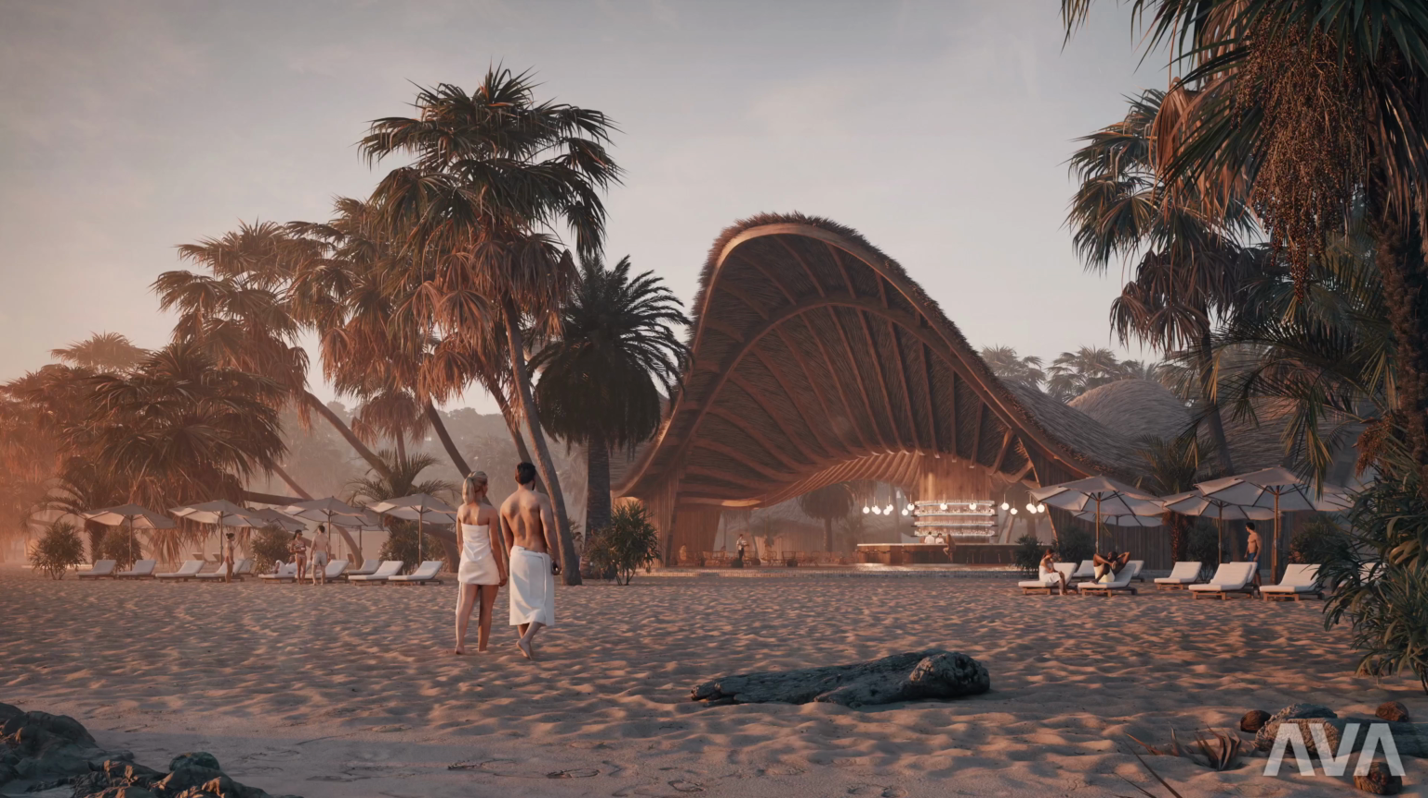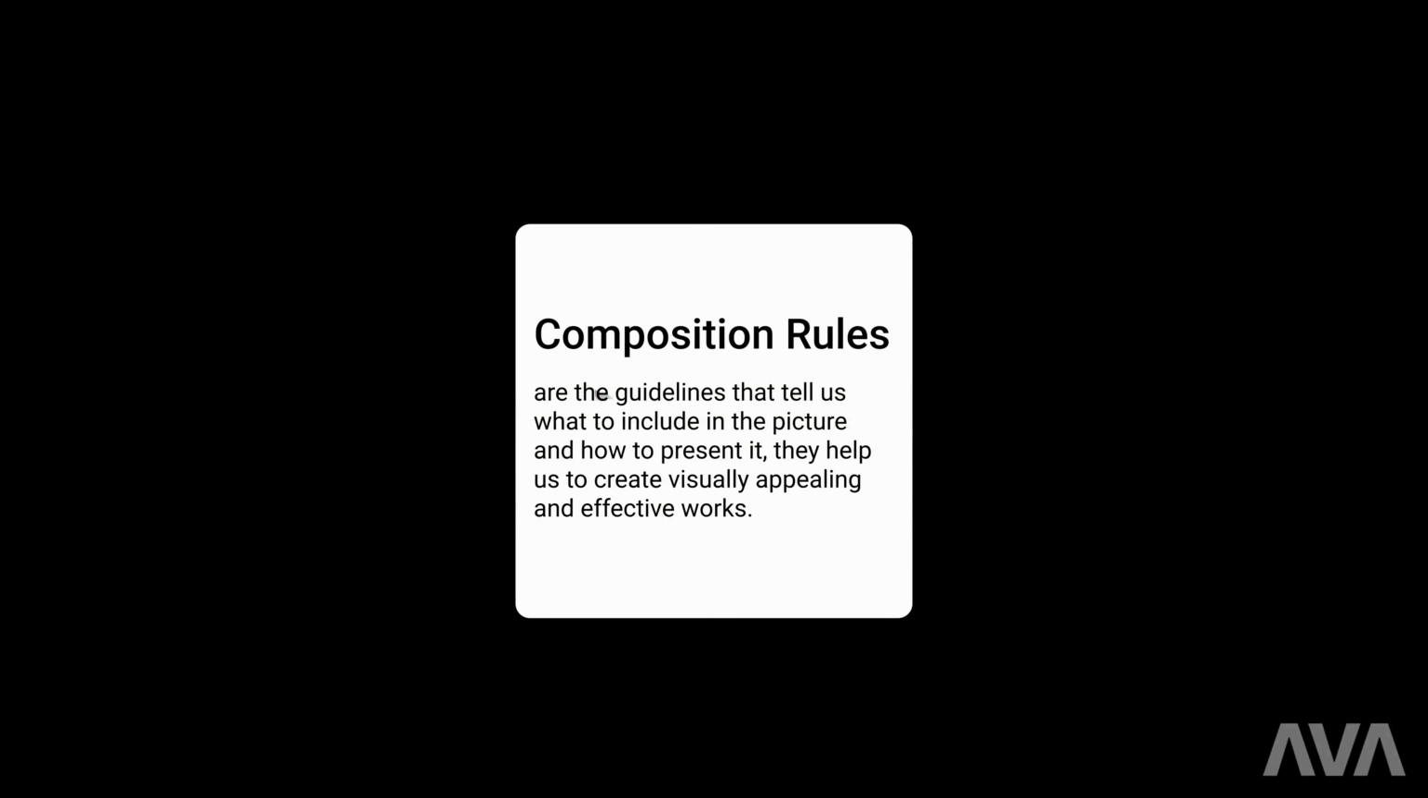Now, knowing all of this, I have some good news for you. There are some helpers we can use to make the process of composing easier, and these are the composition rules. They are guidelines that tell us what to use in the picture and how to present it. They help us to create visually appealing and effective works. But here, you need to take into consideration all the things I explained before.